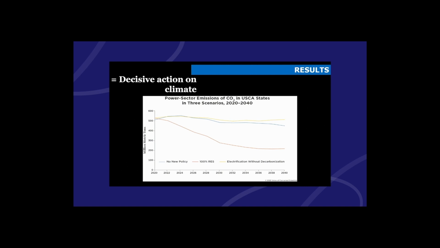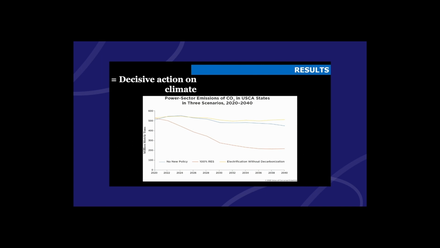And something that most of us are familiar with, a transition to clean energy helps us to address the climate crisis, helps us to decrease CO2 emissions, helps us to clean up the power grid in a significant way. So the blue line, business as usual, red line, our 100% RES scenario, yellow line, the electrification without decarbonization scenario. What you can see is that the reduction of fossil fuel use in our 100% RES policy translates into almost 60% reduction in CO2 emissions between 2020 and 2040. If we were to keep on doing things as we are doing them right now, the current policies and plans that we have in place, the reduction is only going to be 10%.